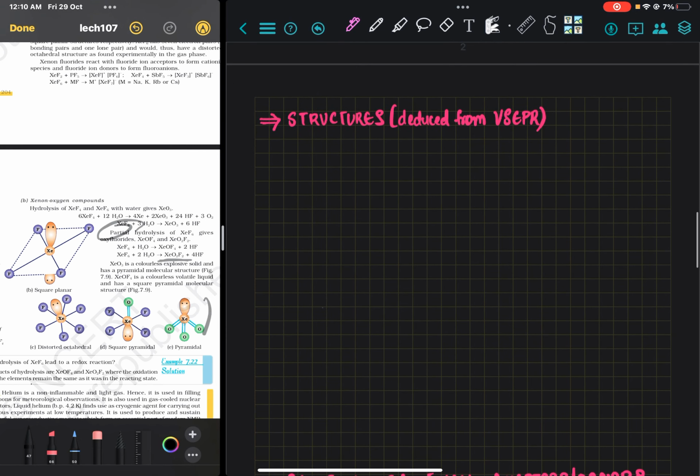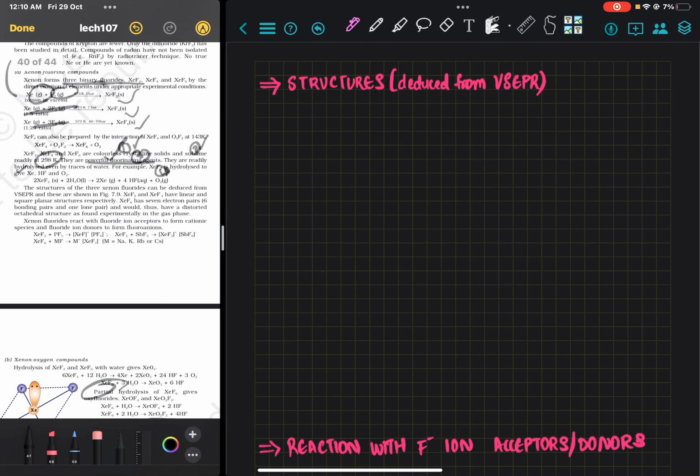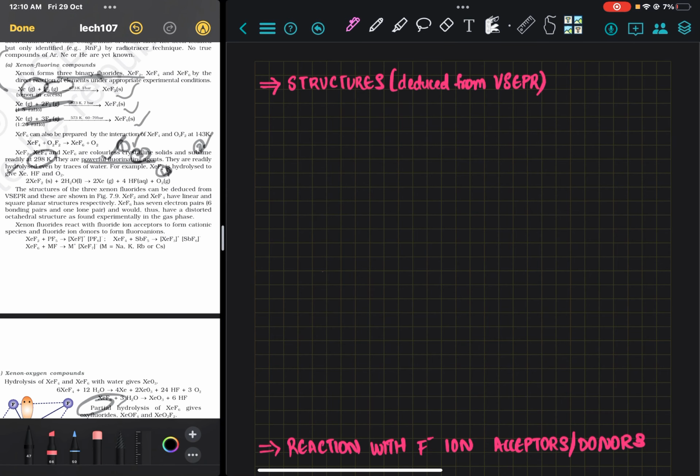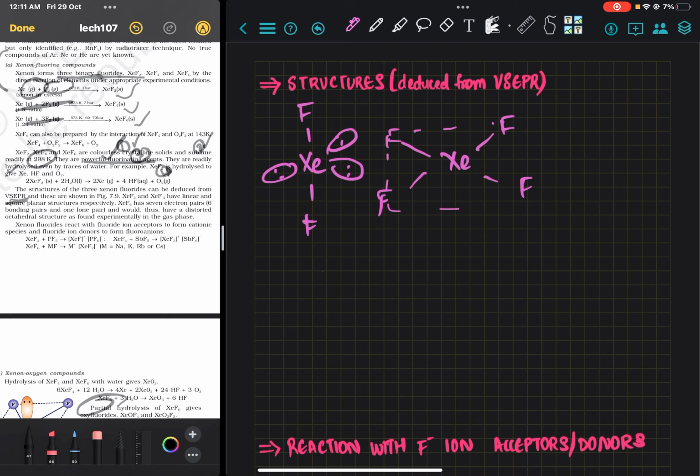Moving on to the structures. So it's actually very simple. It's mentioned here that the structure of the 3 xenon fluorides can be deduced by VSEPR. XeF2 has a linear structure. You have F here and F here, and 3 lone pairs. And then XeF4 has a square planar structure. So you have a square here. This is a square, and then you have lone pairs.